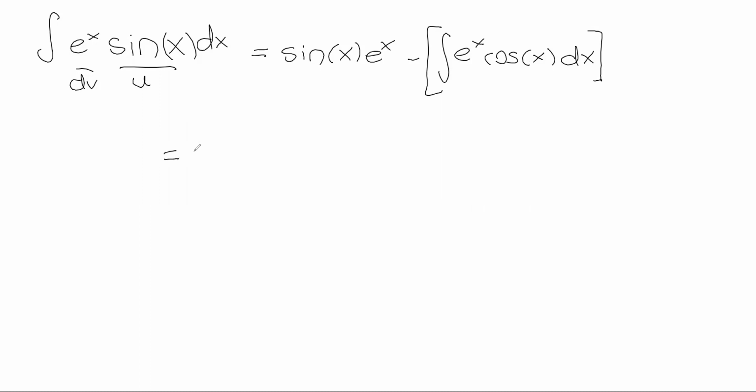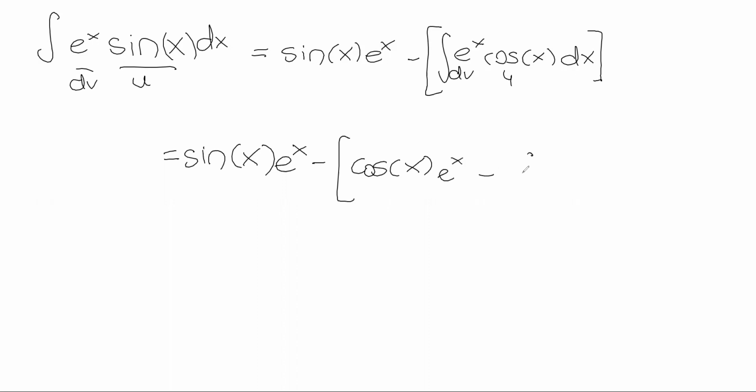So we have this right here, and then I'm going to do this once again. We have a u, we have a dv. So this would be u times v. And then minus the integral, make that a little bit neater, integral of v du. So this would be v, and then du would be negative sine.